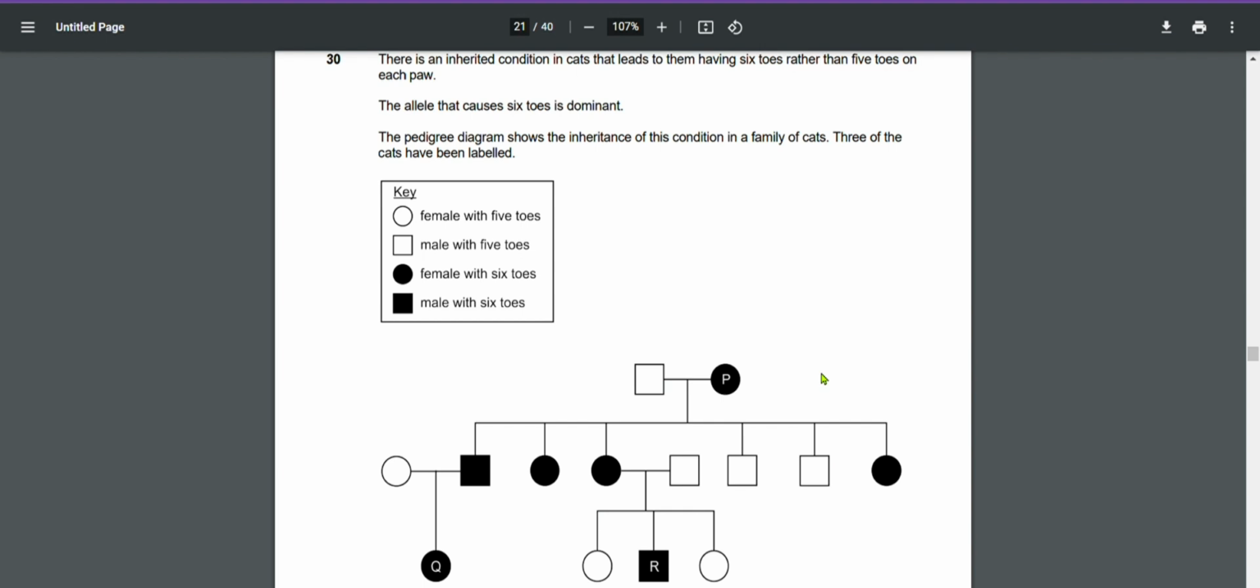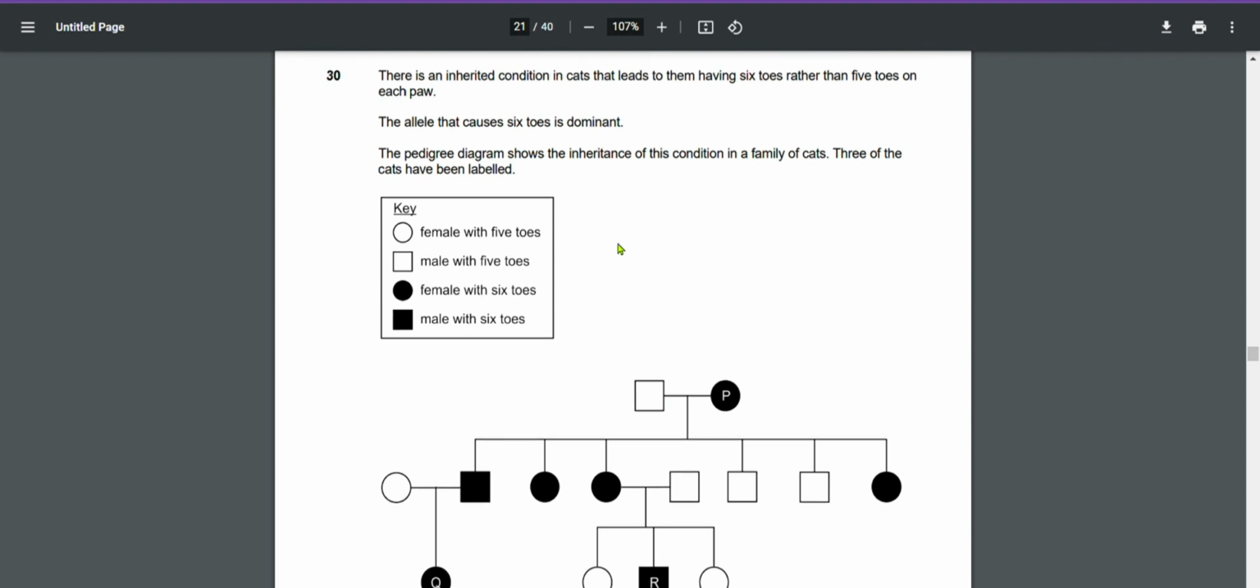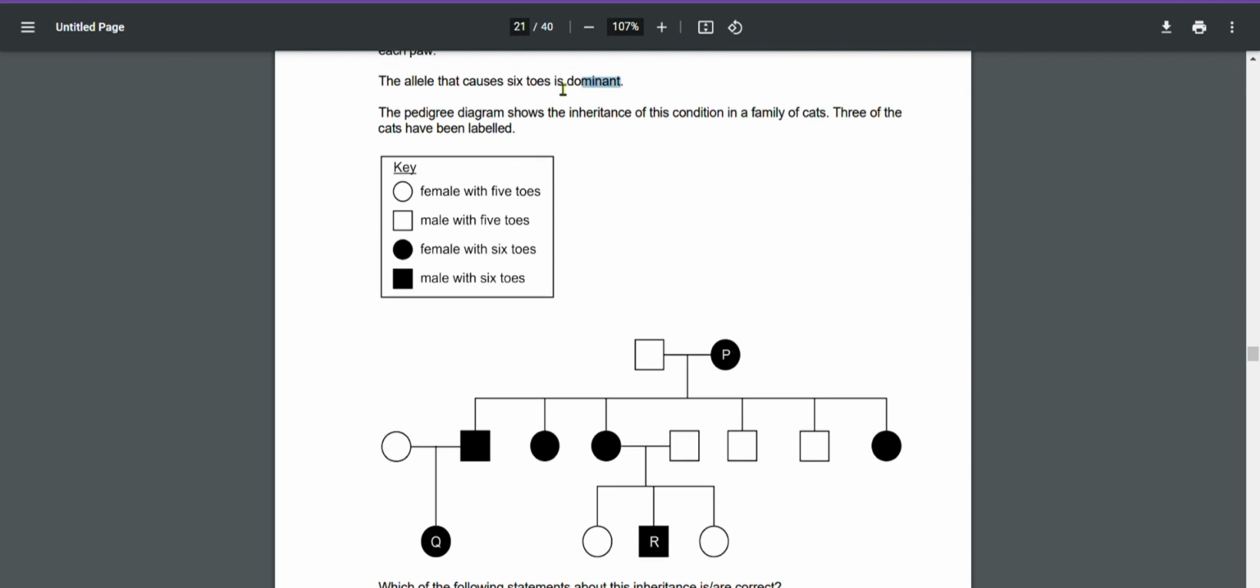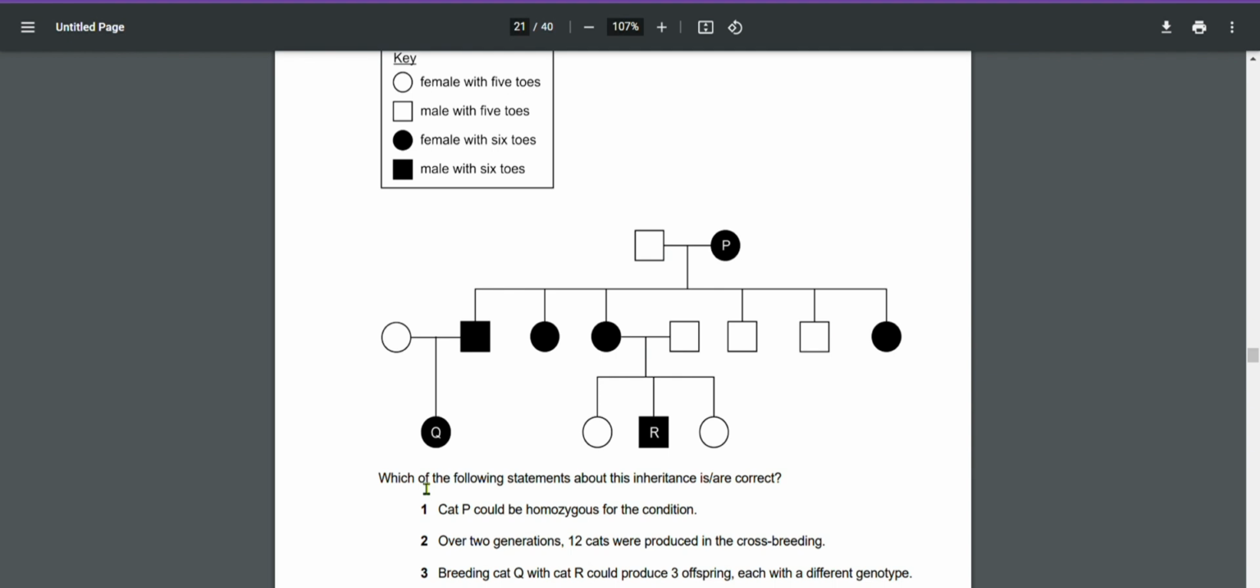Question 30. In this question we are provided with a pedigree and some information saying that the condition is dominant and it leads cats to have 6 toes. Which of the following are correct? 1. Cat P could be homozygous for the condition.